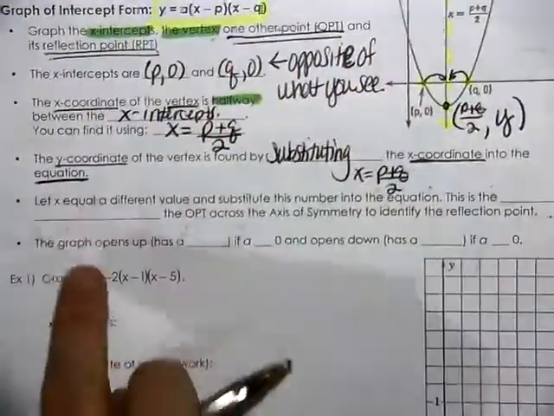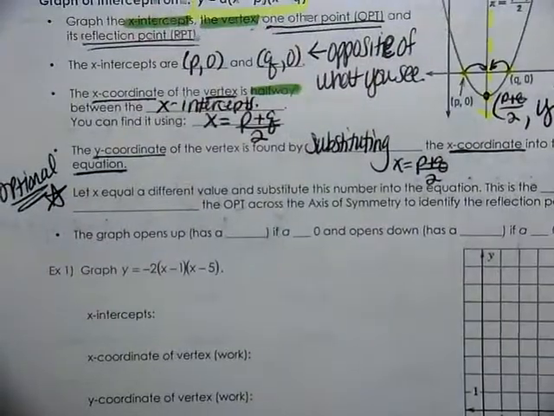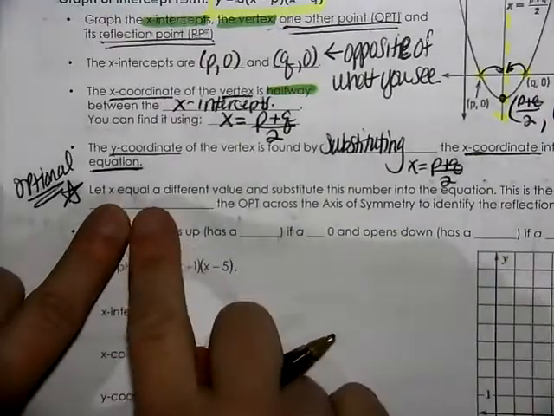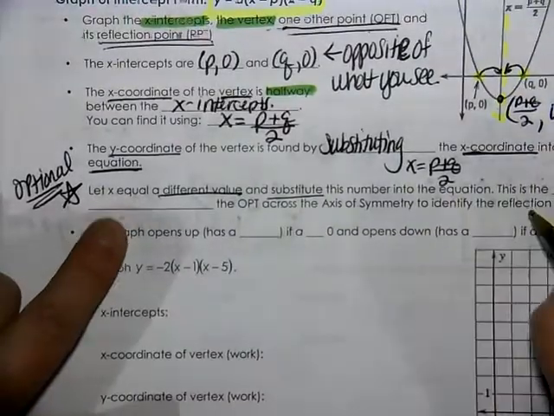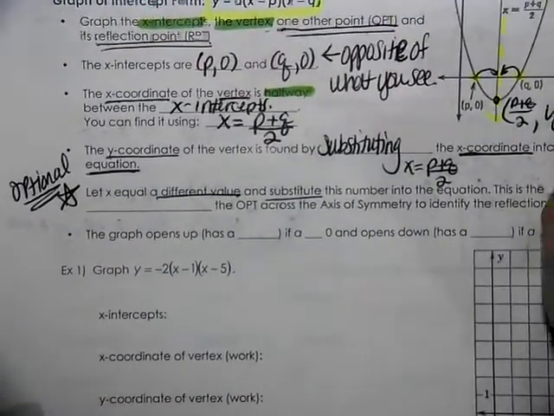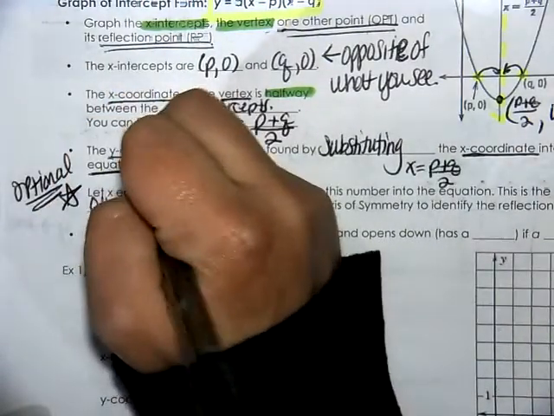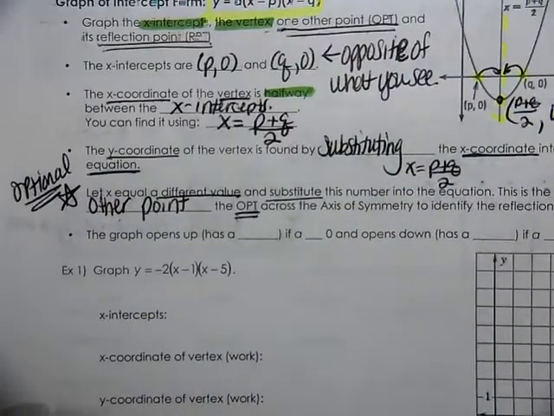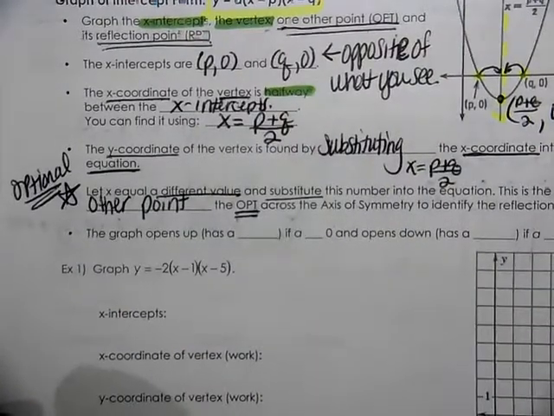Now, this OPT is what this statement is all about, and I'm just going to say that this is optional. This is especially helpful in the event that you only have one x-intercept instead of two. So if you were to let x equal a different value and substitute this number into the equation, this is called the one other point. It's labeled OPT, so there might be some assignments where they will ask you for the OPT. I'm just putting that out there. If you don't see it, don't worry about it.